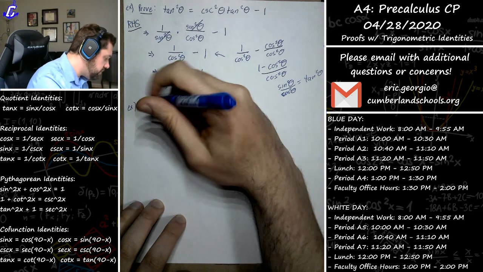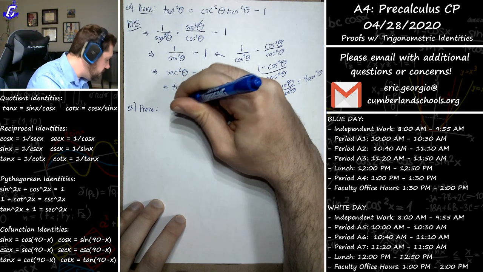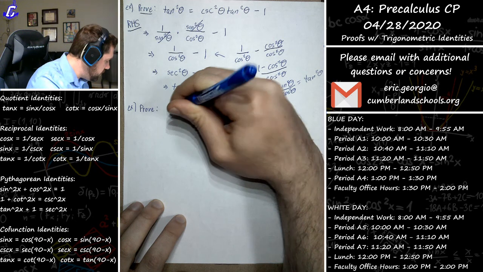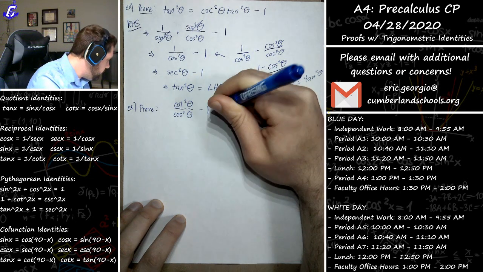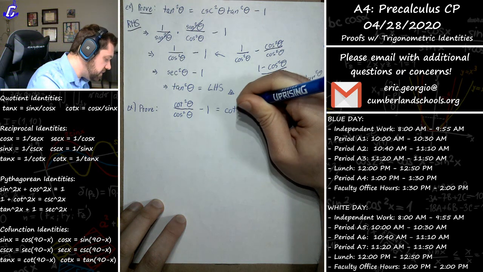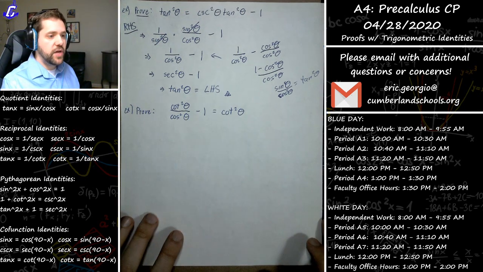How about this? Let's prove that the cotangent squared of theta over the cosine squared of theta minus 1 is equal to the cotangent squared of theta. Okay? Let's try to prove that.